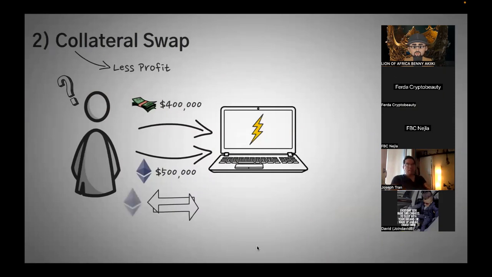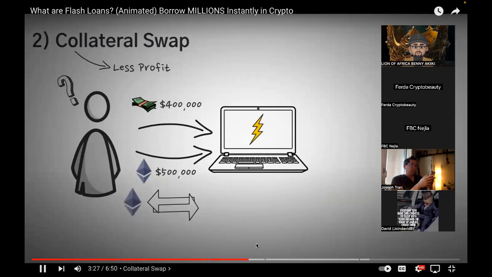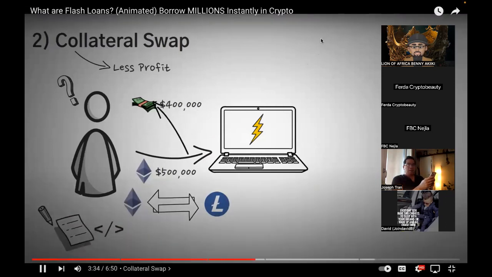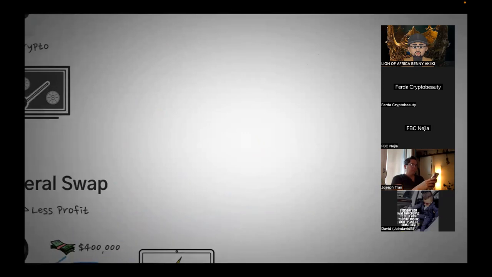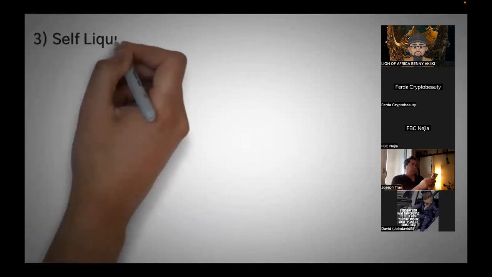So maybe you're less bullish on Ethereum. You want to trade out your collateral to an Ethereum version of Litecoin instead. You could simply write a flash loan that borrowed money to pay back your loan, swap out your Ethereum for Litecoin, and then deposit it back, and that way you essentially changed out your collateral without touching the true $400,000 that you borrowed. Purpose number 3 is self-liquidation.